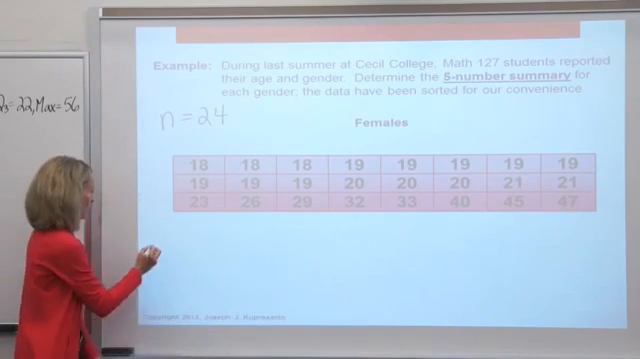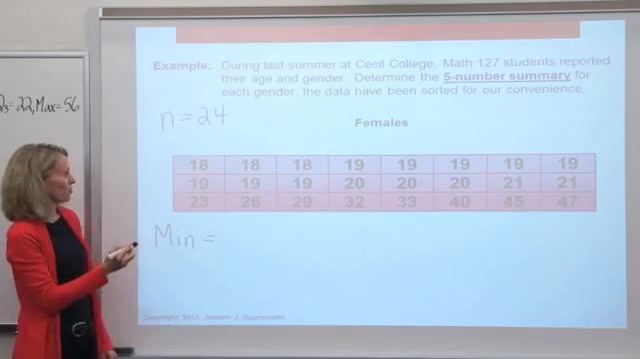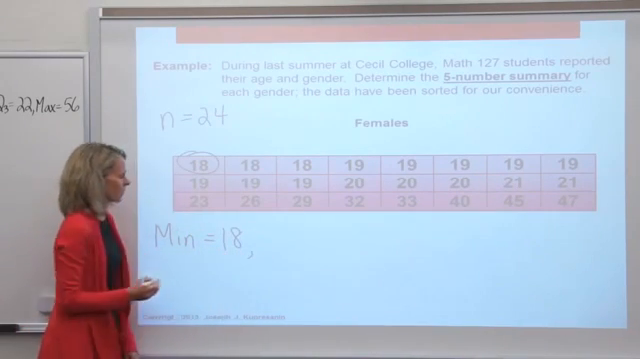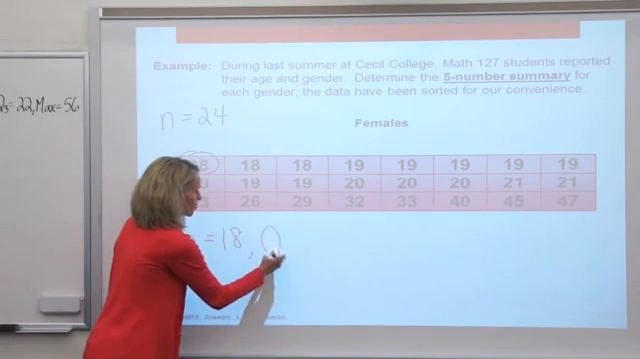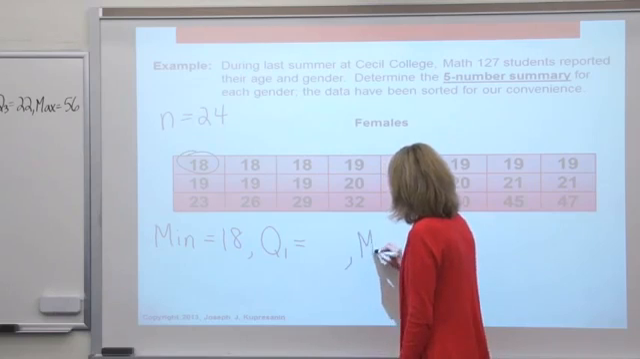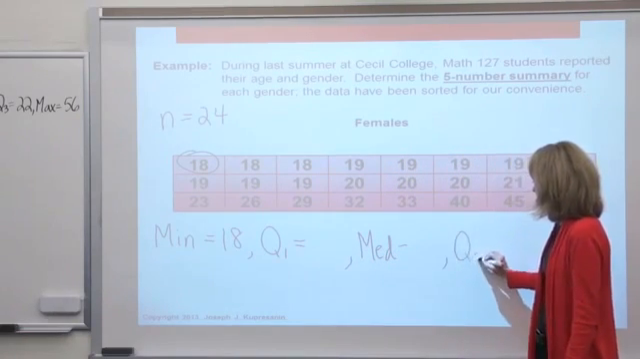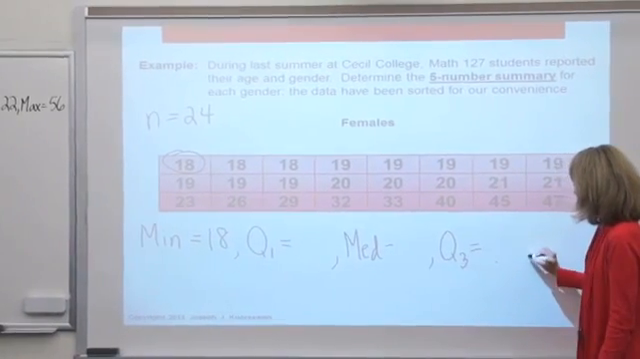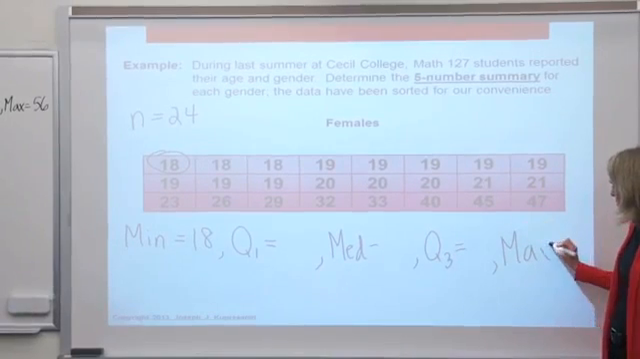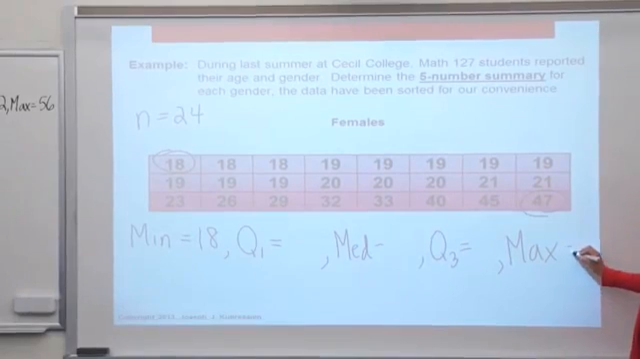And some of these are extremely easy. The smallest observation, especially since they're ordered for us already, is 18. We need to find out what the first quartile is, what the median is, what Q3 is, and then finally what the largest observation is. And again, that's a very easy one too. The largest observation in this set of data we can see is 47.